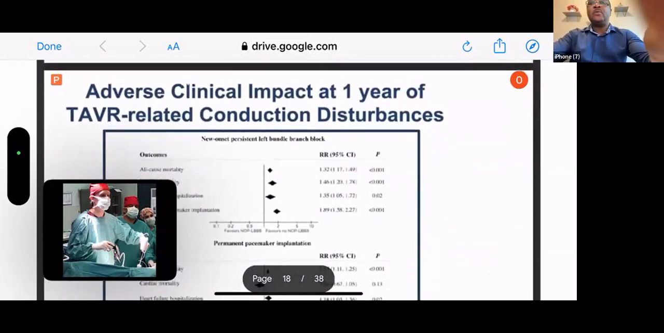In 2017. So what are the adverse clinical impact at 1 year of TAVR-related conduction disturbances? Because, like I said, the right bundle branch block that was pre-existing is a bad omen for these patients. So we usually take them more seriously. But for patients who develop left bundle branch block without a prior right bundle branch block, studies have shown that the development of that left bundle branch block has varying effect on the patient. So in this meta-analysis that was done by Farrocks, they found that if a patient developed a new onset persistent left bundle branch block at 1 year, they have increased all-cause mortality, increased cardiac mortality, heart failure hospitalization, and also need for permanent pacemaker placement. And then if they eventually get a permanent pacemaker placement, there's also increased all-cause mortality and heart failure hospitalization in these patients.